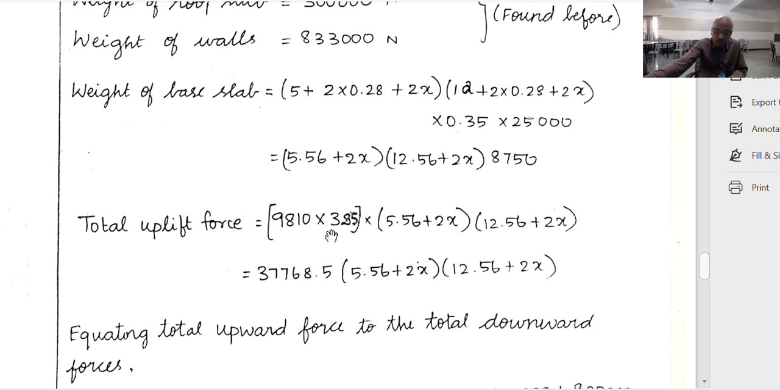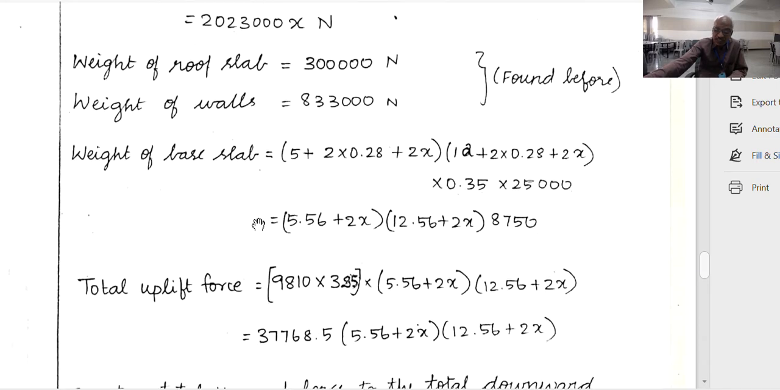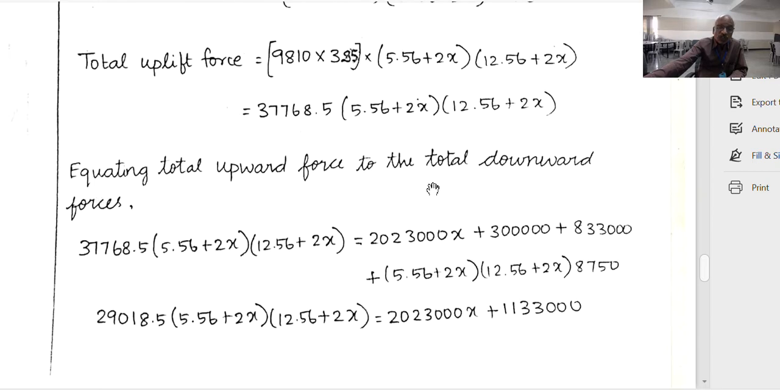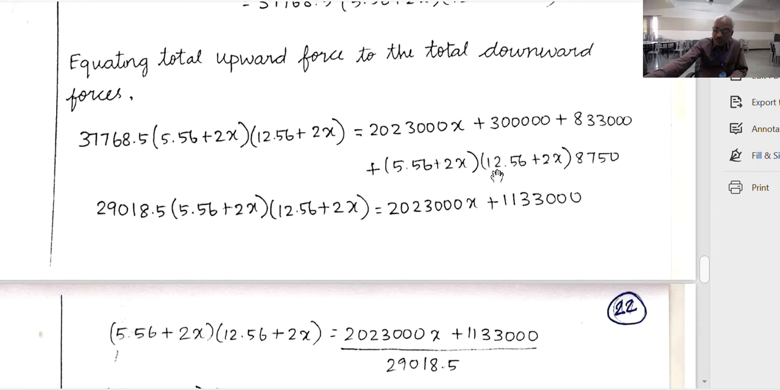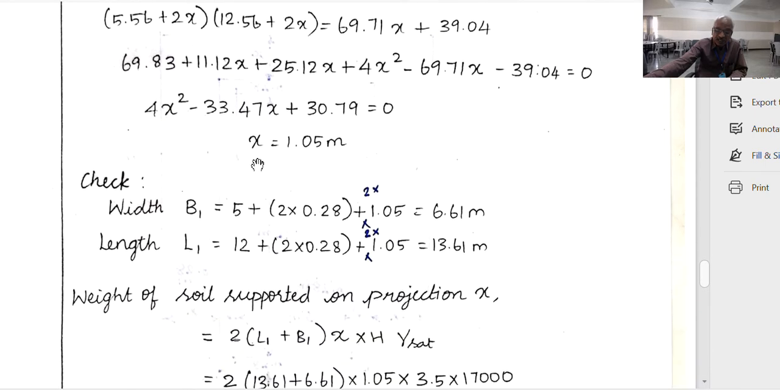Total downward force we know, that is when you add the slab plus wall plus base slab, that will give the total weight, no water, the tank is empty. This is the total uplift force. So equating the total upward force and the total downward force, numerical calculations you can go through. So equating and doing some simplifications, we find x equal to 1.05 meter.